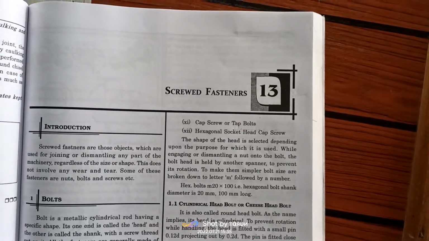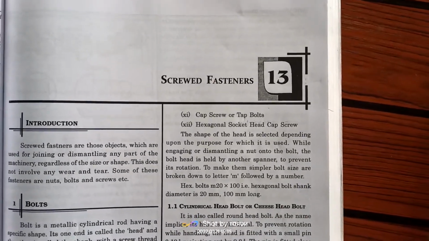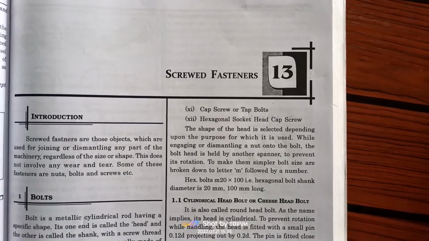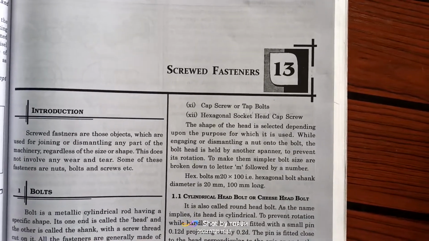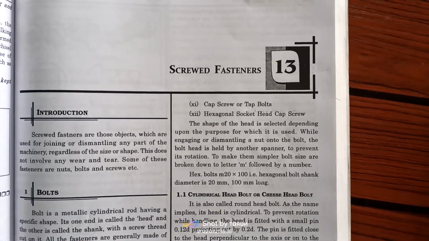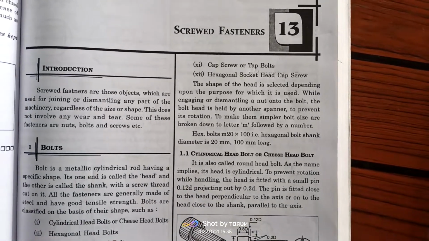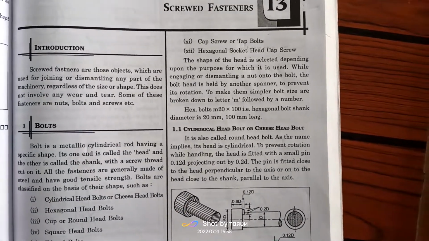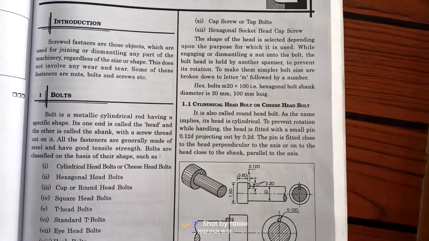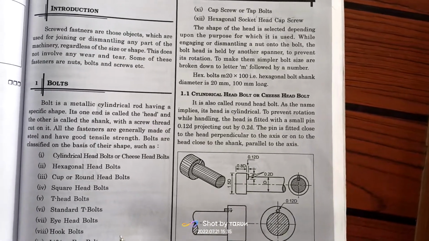Now our next chapter is screwed fasteners. Screwed fasteners are those objects which are used for joining or dismantling any part of the machinery regardless of the size or shape. Screwed fasteners like nut and bolt are all temporary fasteners. These are not permanent fasteners, and are generally made of metal. So, bolt and nut.